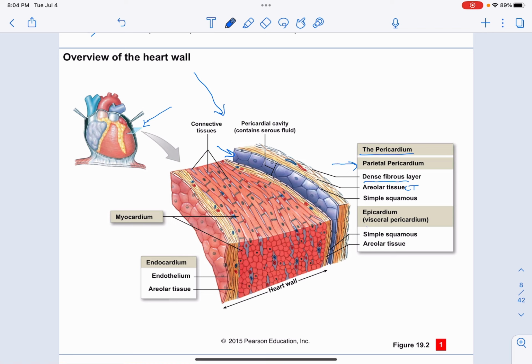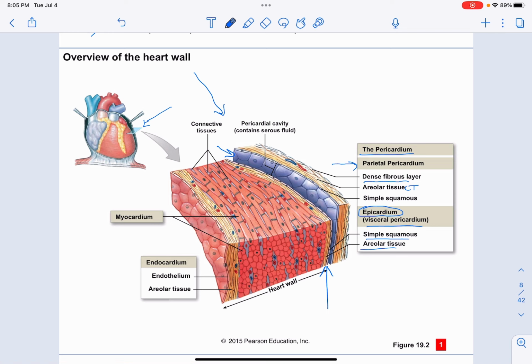Now let's look at the visceral pericardium. So we're right here. Another term for visceral pericardium is the epicardium. That's the epicardium, the outer layer, if you will, of the heart. And you're going to get another layer of simple squamous epithelial cells and some more connective tissue.